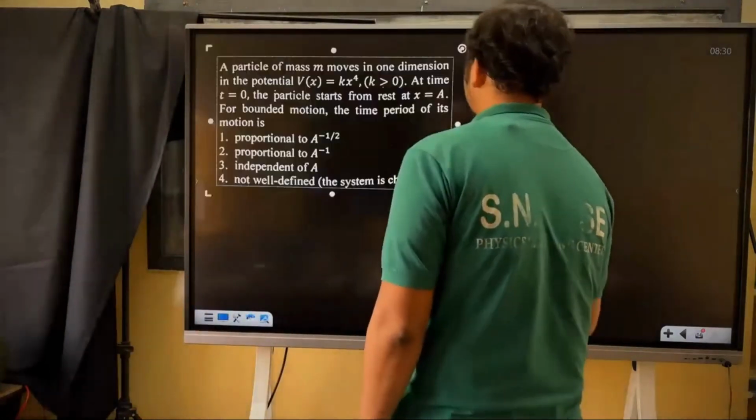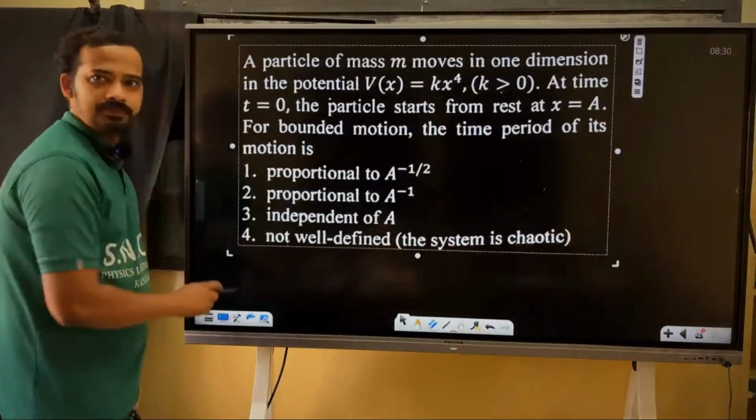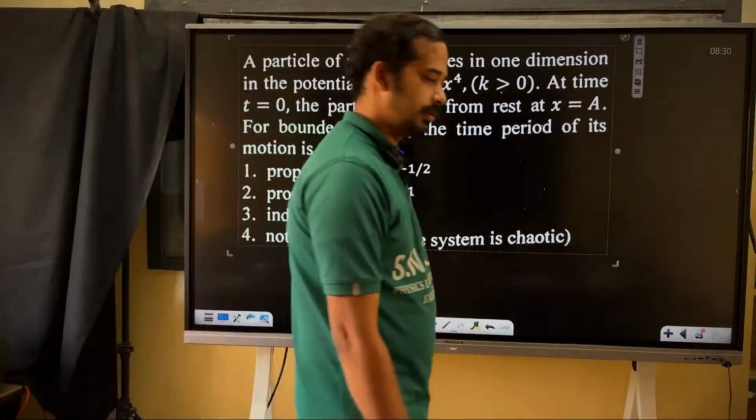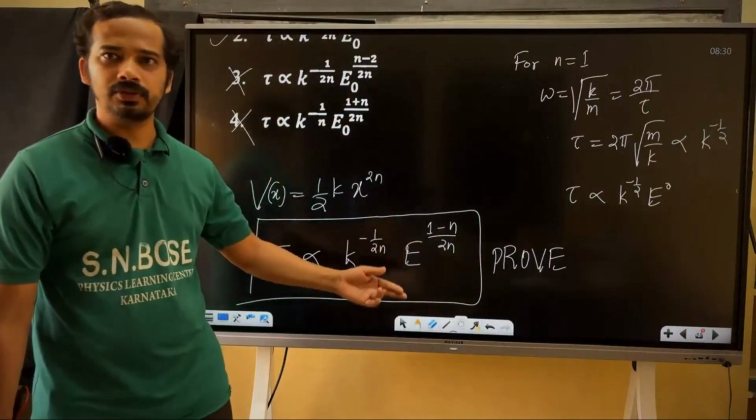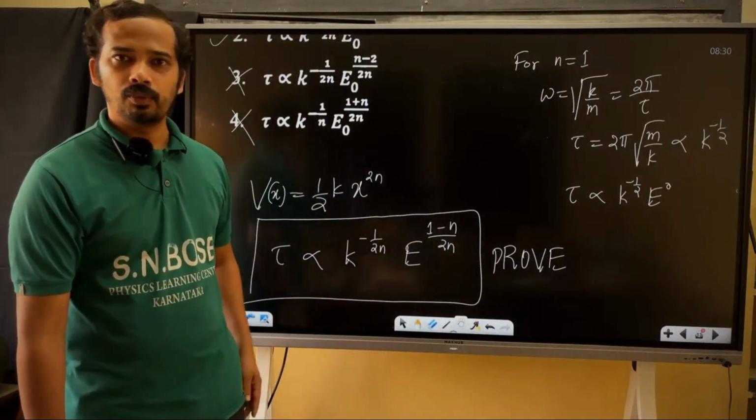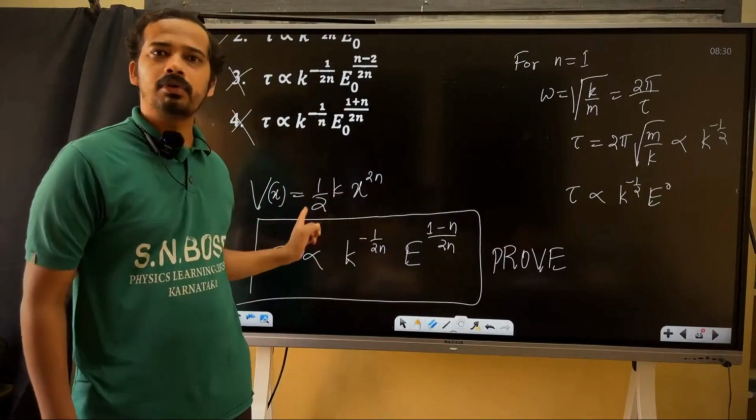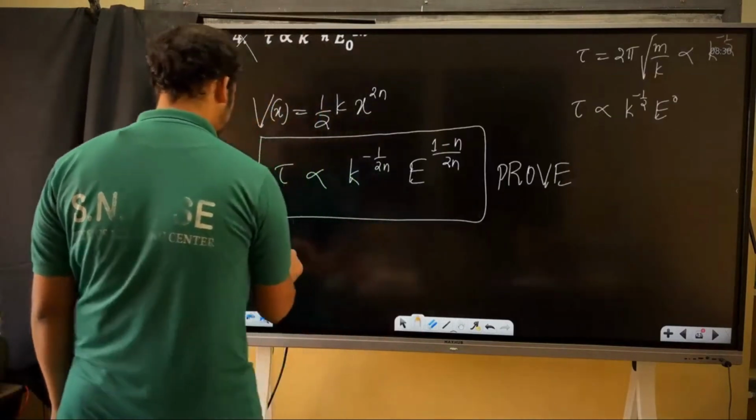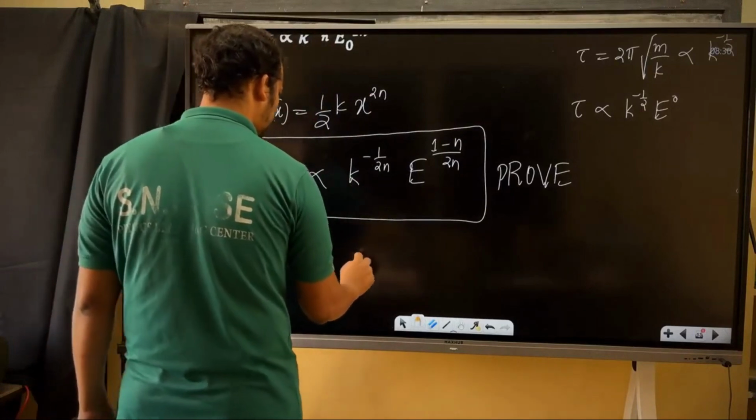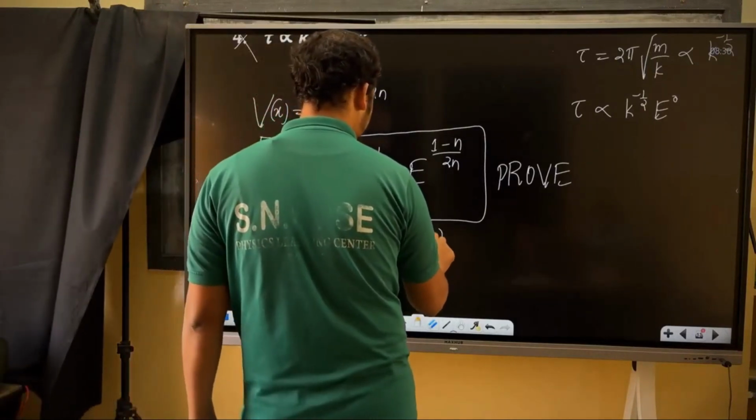Now look here. In this one, he asks how it depends on amplitude, not on energy. Even though you know this expression, you should be able to convert it to an amplitude expression. Why? At the extreme position, energy is nothing but potential energy. Am I right? Now, you write this as proportional to k power what, amplitude power what?